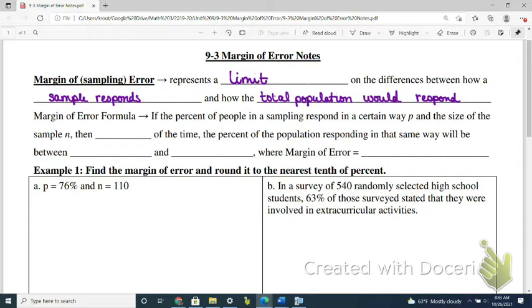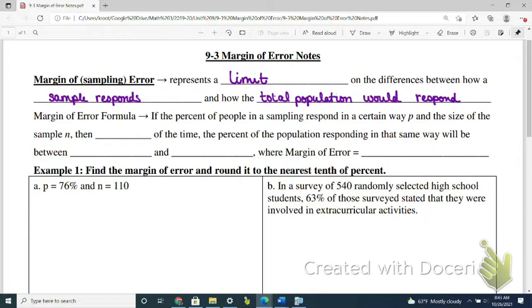So when I look at this, and if you have seen polls like on the news or in newspapers, you'll always see down at the bottom corner somewhere, plus or minus 3%, plus or minus 5%. That is the margin of error. The bigger sample size you have, the smaller that margin of error should be. But if you only have a very small sample size, that margin of error can be very large.